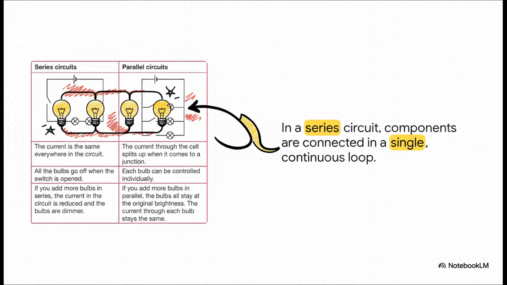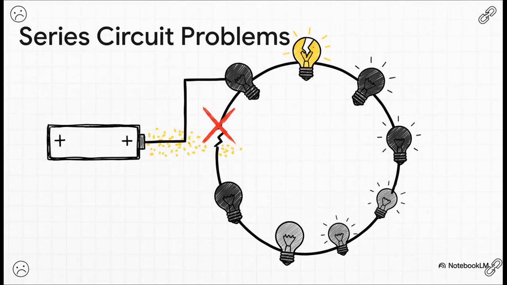No shortcuts, no detours. And yet, this is exactly where the trouble starts. See, because there's only one path, when a bulb burns out, that tiny little wire inside it snaps, and poof, you've got a gap in the circuit. The path is broken, so the current stops flowing for all the other bulbs too. It's like a domino effect.